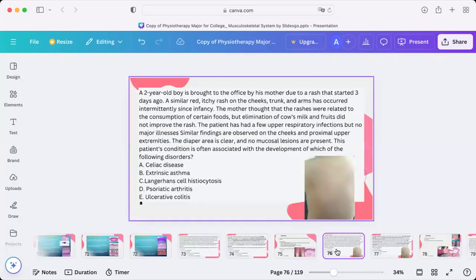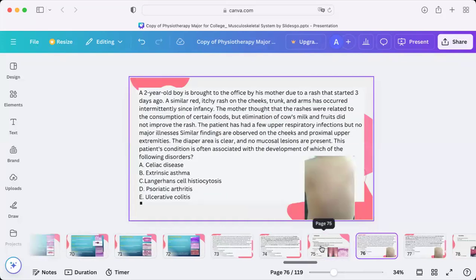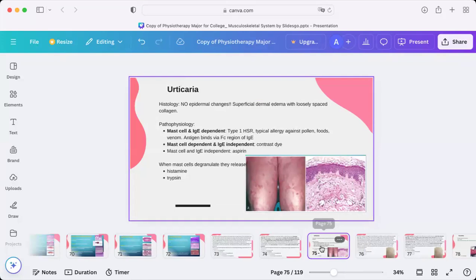We have a 2-year-old. Guys, was this clear? Can I move on to the next question? Okay, I'll take it as a sign to move to the next question.